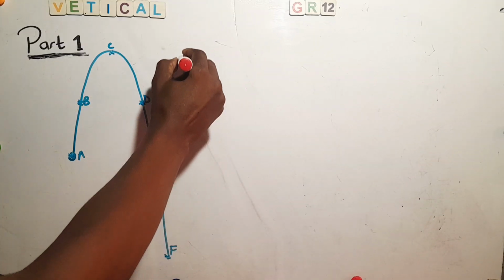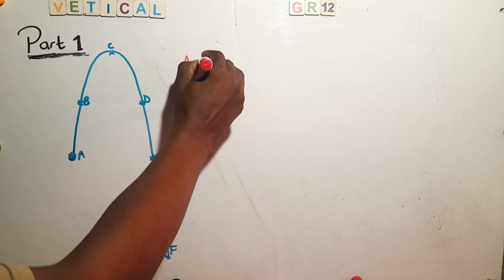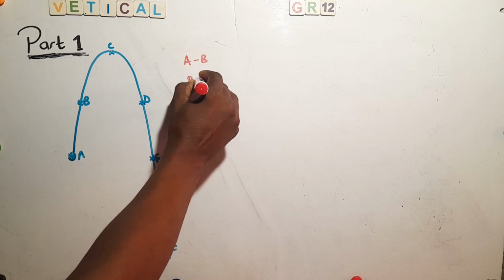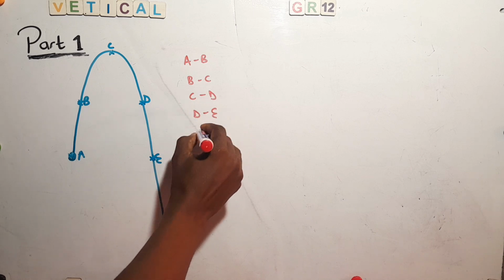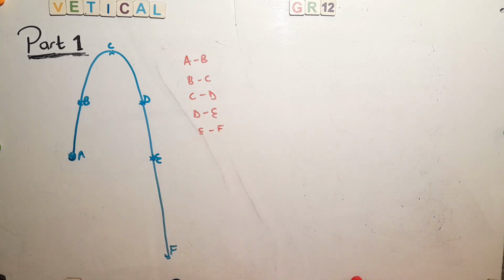So this object moved from A to B, B to C, C to D, D to E, then E to F, right? So also when you're given this type of motion, where there are a lot of things, just label your situations A, B, C, D, and so on, right? So how does that help you?